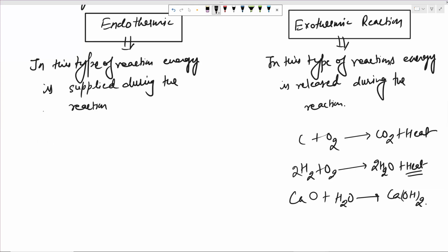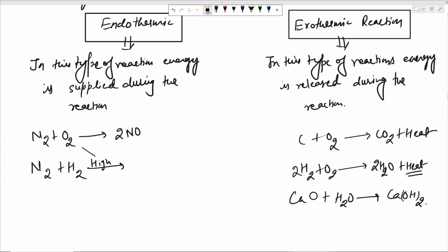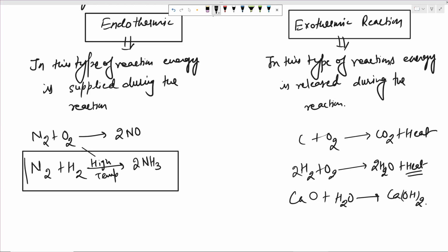Example of endothermic reaction: N2 when reacting with O2 gives you 2NO. N2 plus H2, the formation of ammonia, occurs at very high temperature. If heat is applied, then 2NH3 is going to form here. Got it? N2 plus 3H2 gives 2NH3 at high temperature.